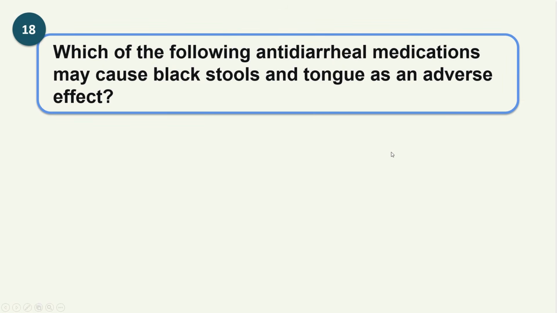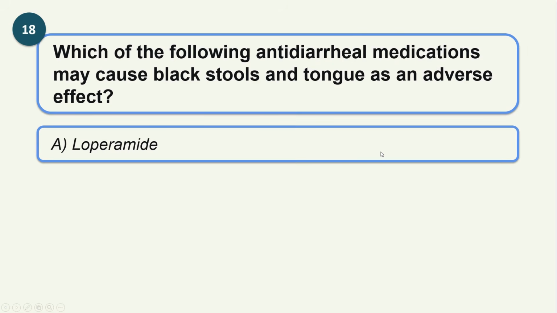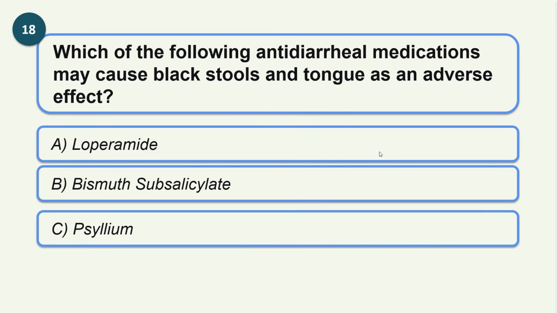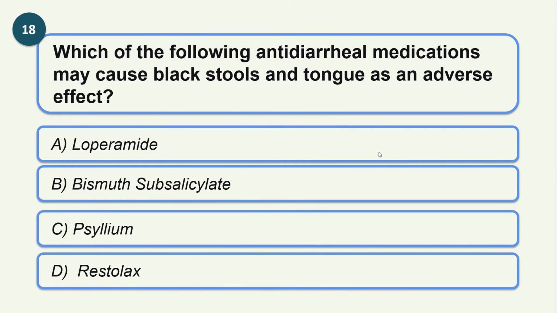Next, which of the following antidiarrheal medications may cause black stools and tongue discoloration as an adverse effect? A. Loperamide. B. Bismuth salicylate. C. Psyllium. D. Senna. Correct answer is bismuth salicylate, which is known as an over-the-counter antidiarrheal drug, and is known to cause side effects such as black stools and tongue color changes.